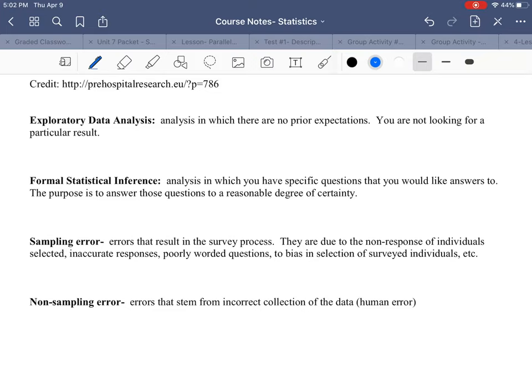And the same thing when you get your car serviced. Everybody wants you to fill out a survey. So when you don't participate in that, you are non-responsive and therefore creating sampling error. And sometimes I just do that for fun. The non-sampling error has to do with incorrect collection of the data, the human error part of it. That's a little bit more straightforward.